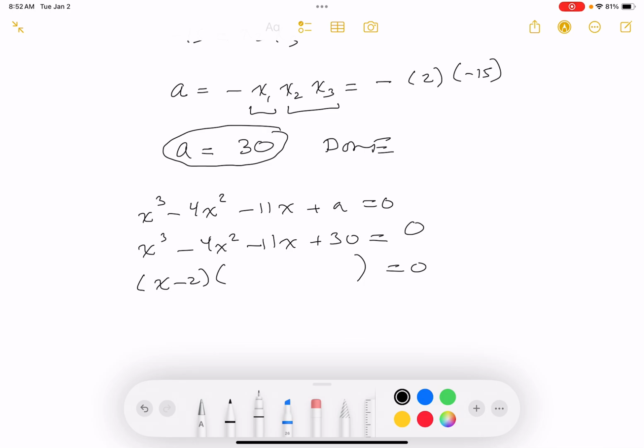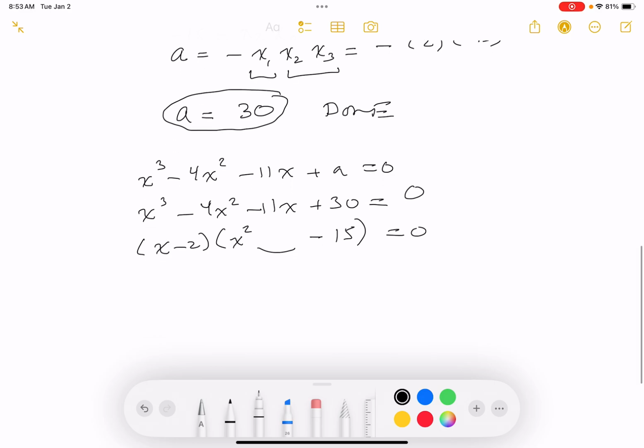And not really. What I could write down, I could write this over here. I could write down x squared. And over here, I'm going to say 15, minus 15. I don't know this over here. There's many ways to get it. I want to point out one way to get it is by long division. I'm going to go through that with you now. x minus 2. This question was not asked, by the way, but I still want to go through it with you. x cubed minus 4x squared minus 11x plus 30.